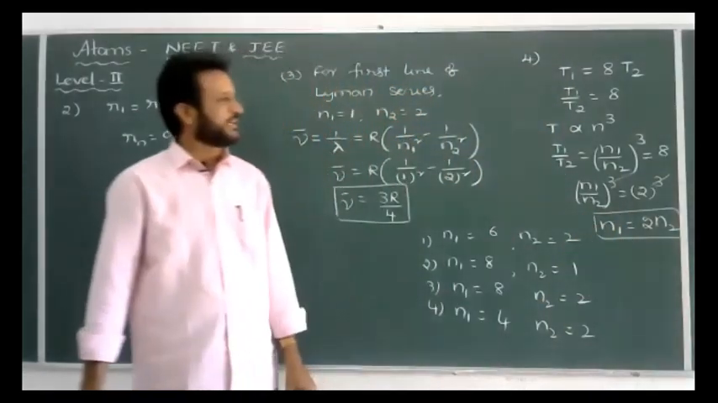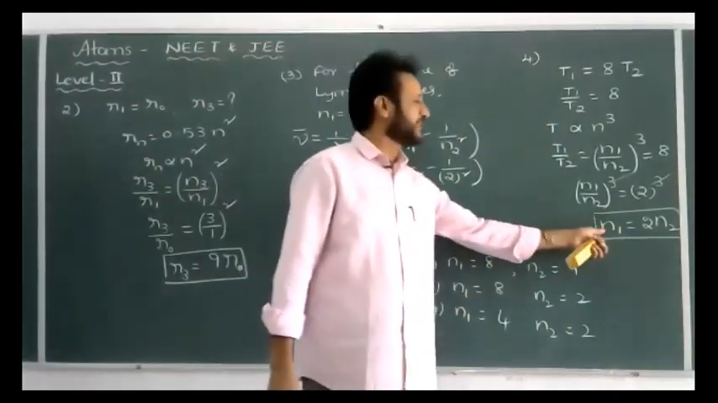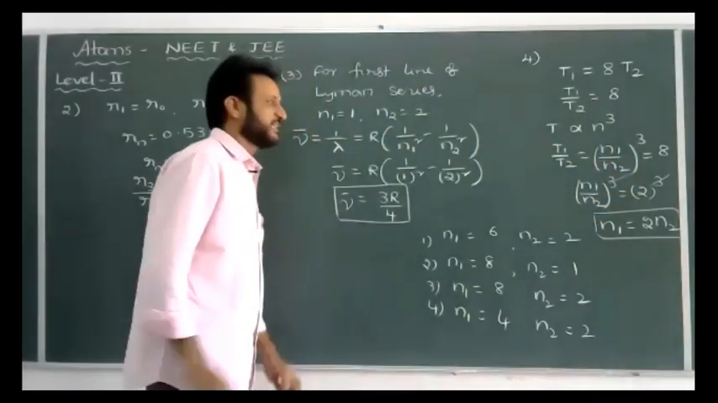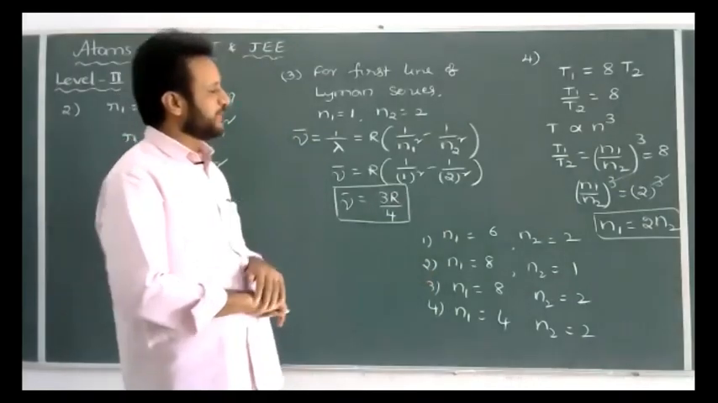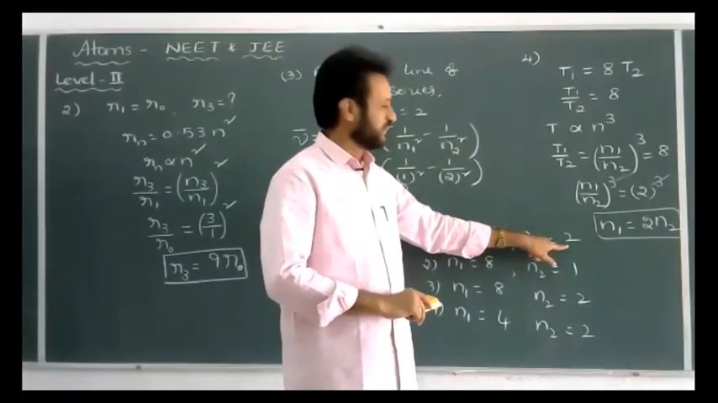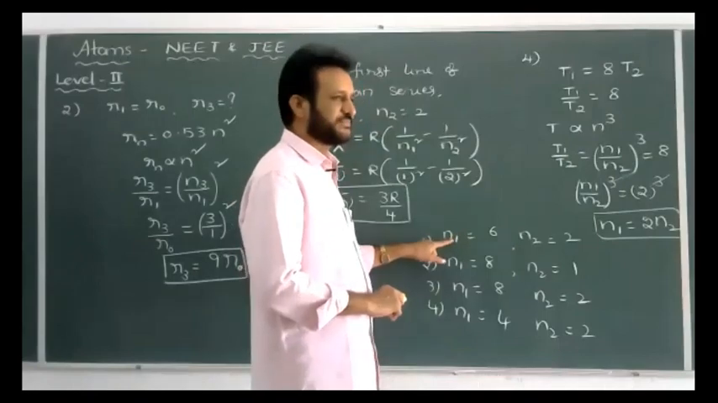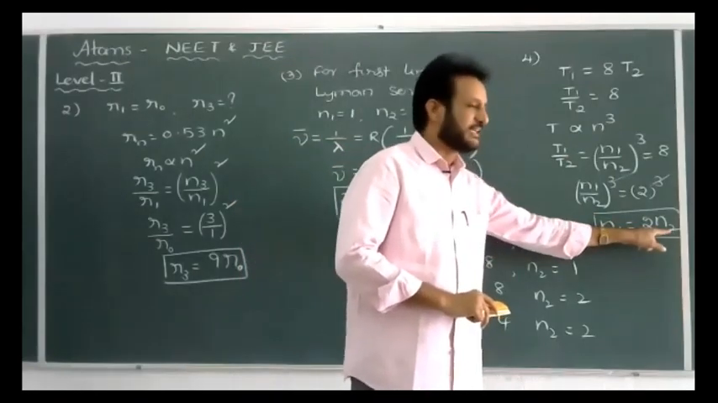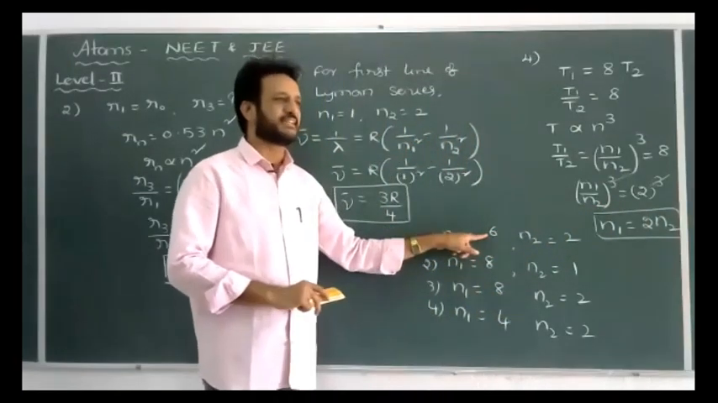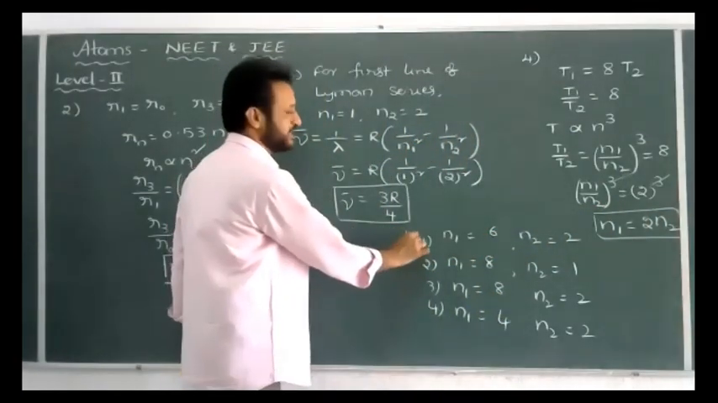n1 equal to 2 into n2 means the initial orbit must be equal to 2 times the final orbit. Now check the possible values. For example, if we take n2 equal to 2, then n1 must be 2 times 2, equal to 4. But what is given in the first option? 6 is given. So the first option is not possible.